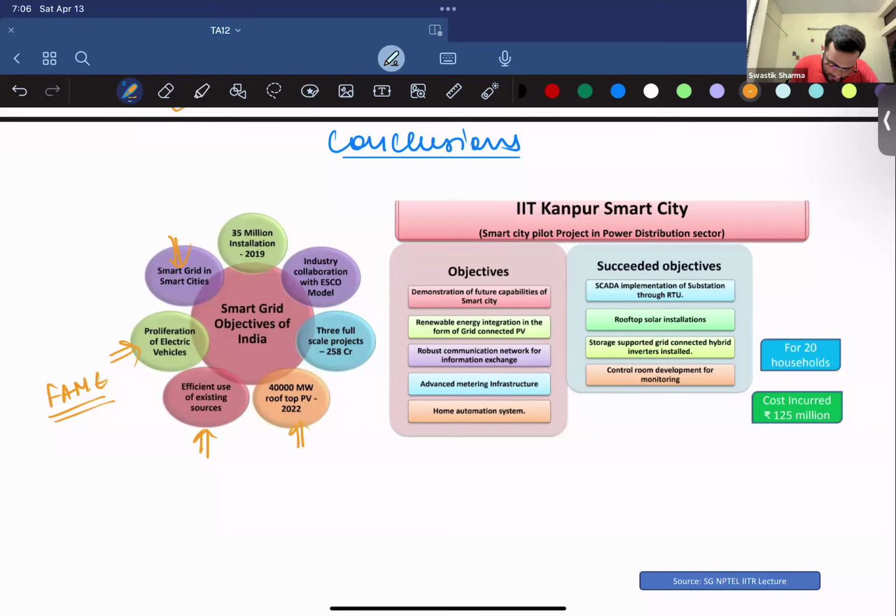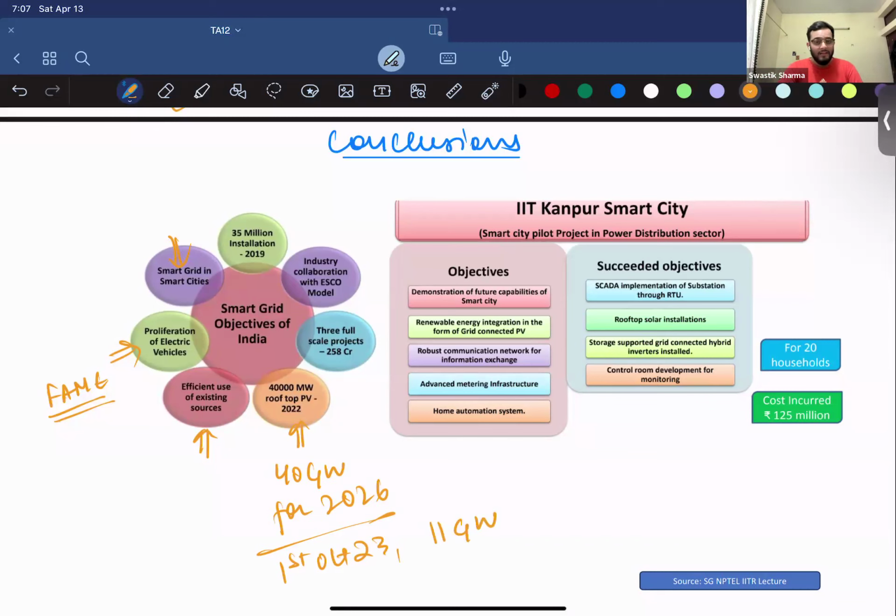Then they want 40 gigawatt of rooftop PV by 2022. This was for 2022, but it has still not been reached. So the government has revised this target again, and they have now set it for 40 GW for 2026. And as of 1st October 23, we have 11 gigawatt of RTPVs installed. So you can see that the number is quite less, 29 less, right? And we have 2 years to go. Let's hope for the best.